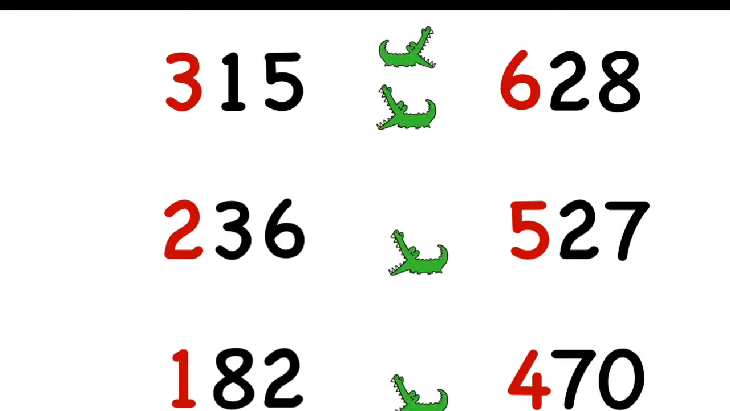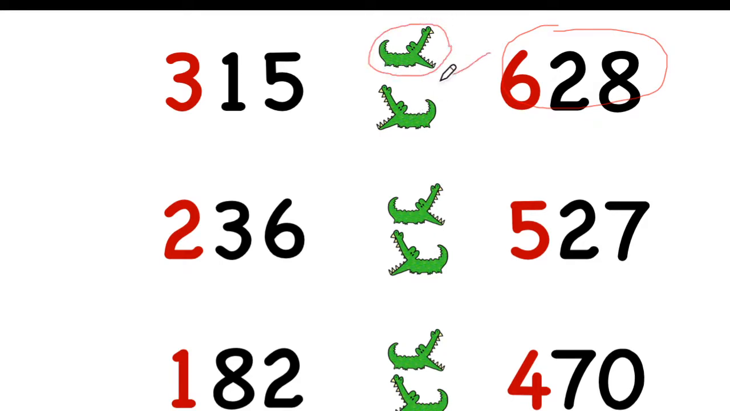Let's go and practice. 315 and 628. We have 3 in the hundreds digit and 6 in the hundreds digit. Which one is greater? Which one is stronger? Which one is bigger? 3 or 6? 6, of course. So which crocodile is going to eat the number with the 600 in it, the greater number? Which crocodile, this one or that one? The one on the top. So the sign we will use is this sign. It is the less than sign. We will read 315 is less than 628.